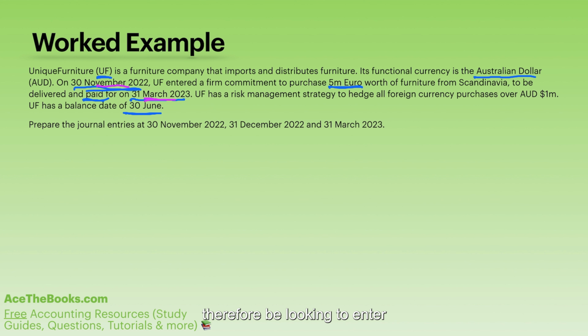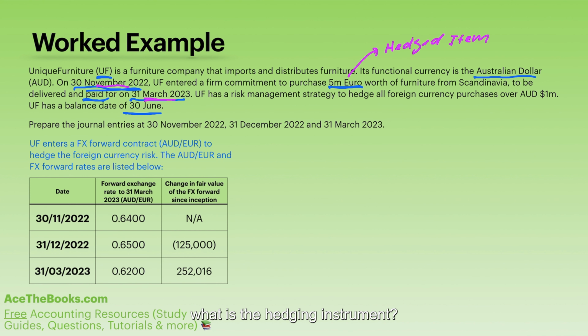UF would therefore be looking to enter into a hedge to protect against this risk and fix the variability in the AUD to euro foreign exchange rate. The hedged item is therefore the $5 million euro payment that UF has committed to. So in this example, what is the hedging instrument?